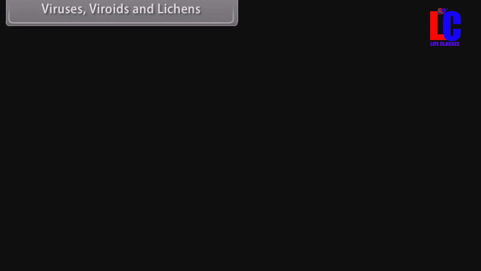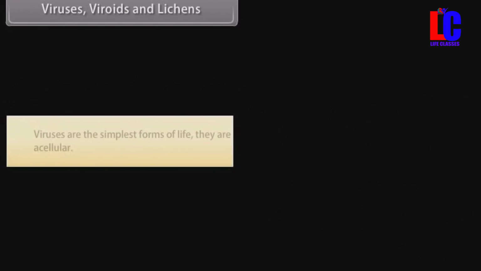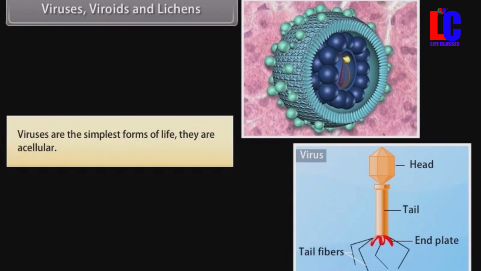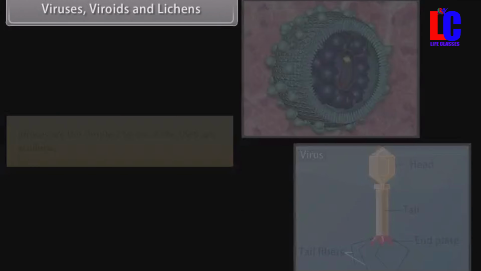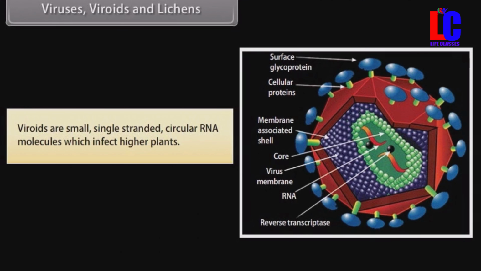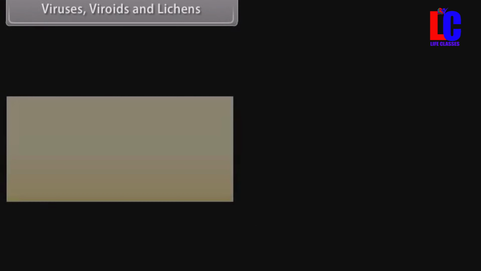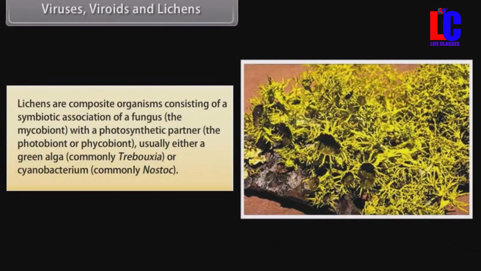Viruses, viroids and lichens. Viruses are the simplest forms of life. They are acellular. Viroids are small single-stranded circular RNA molecules which infect higher plants. Lichens are composite organisms consisting of a symbiotic association of a fungus, the mycobiont, with a photosynthetic partner, the photobiont or phycobiont, usually either a green algae, commonly Trebouxia, or a cyanobacterium, commonly Nostoc.